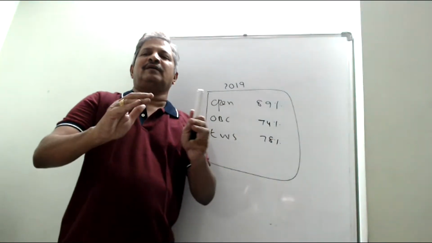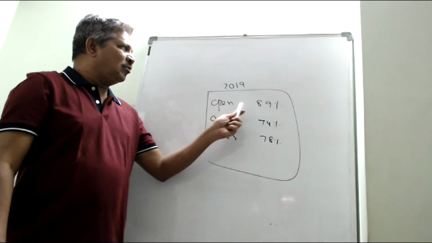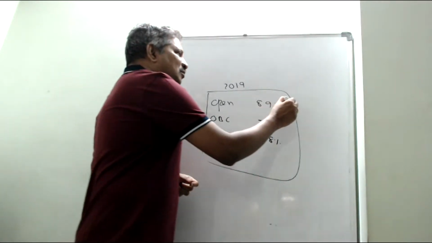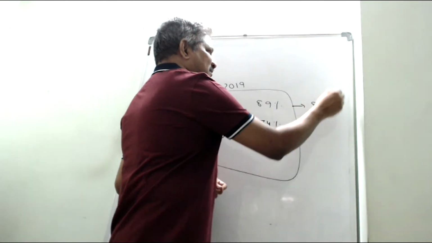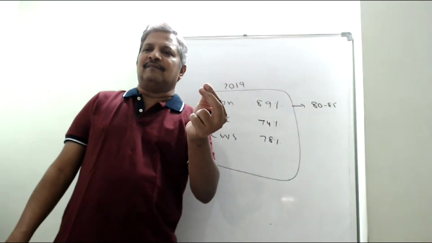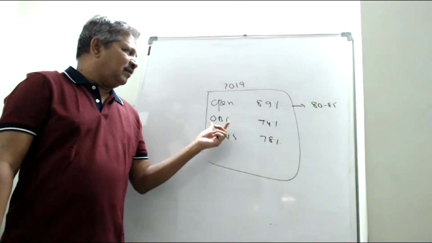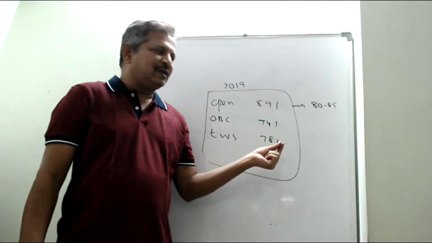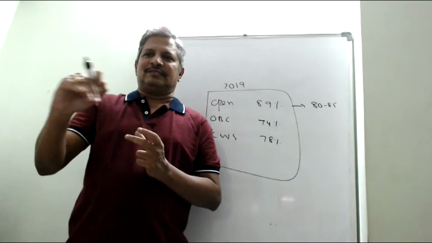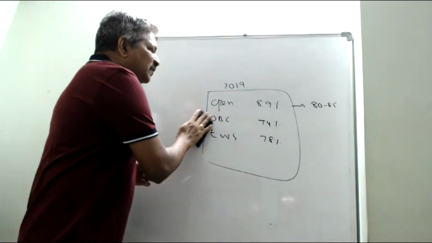Now I will convert this to a marks basis. Shift to shift marks will change, but for the open category to get the 89 percentile, you have to get around 80 to 85 marks. If you score 80 to 85 marks, you will be in the cutoff list, which is eligible for writing the IIT. And for OBC 74, EWS, economically weaker section, 78, and SC/ST if we take, it will be 54 and 44 respectively. And PWD, they have been at a 0% cutoff, almost 0. So now this is the cutoff.